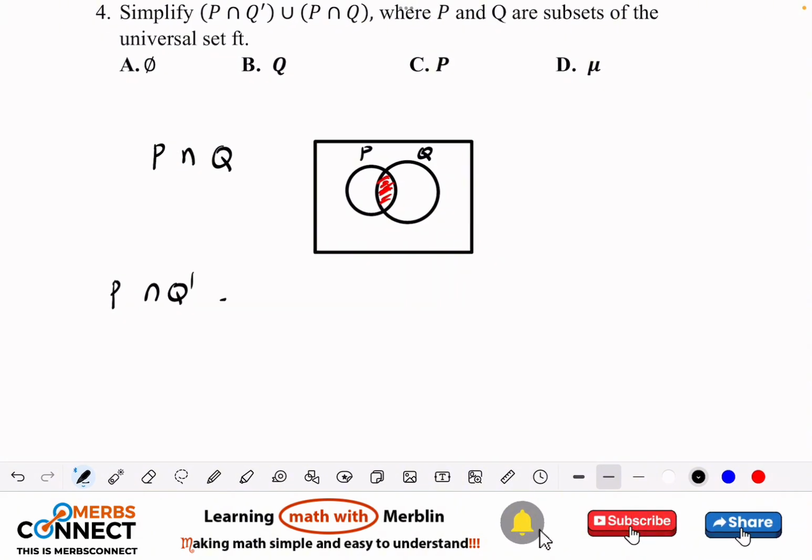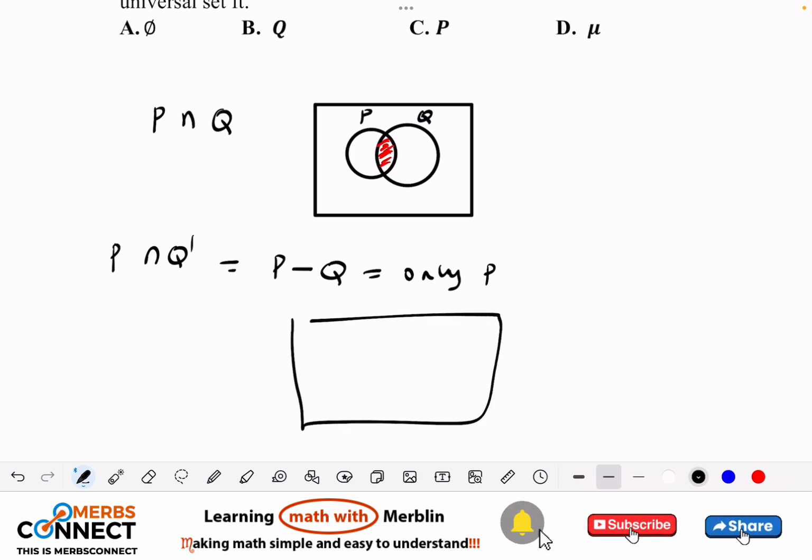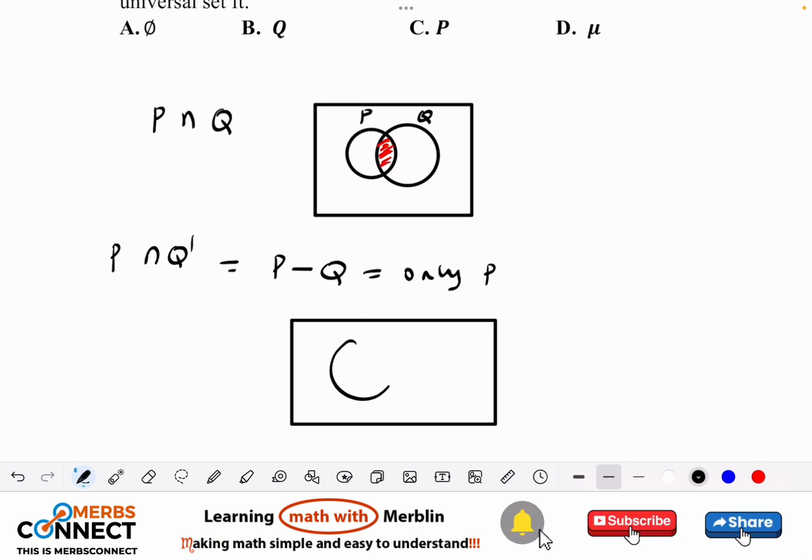Now, when we write something like this, remember when we started Math 101, we said this means that this is the same as P difference Q, right? And this is like when I'm subtracting Q from P. So this is like P only, right? So it means that the Venn diagram for this is going to be something like this. So this is P, this is Q, then P only will be this.